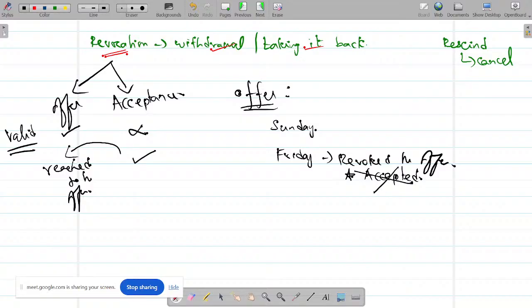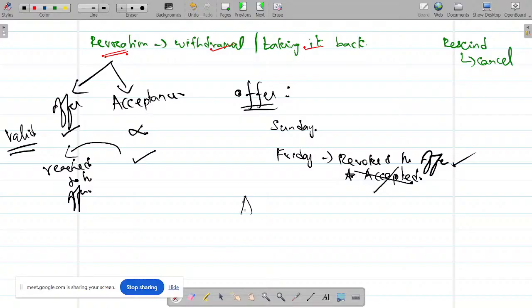If the offer is accepted, it becomes a contract. If the offer is not accepted, then the revocation will be valid. Either revocation will be valid or contract will be valid. If the contract becomes valid, I cannot talk about revocation. If the revocation is valid, I cannot talk about contract, and the other way round. So this is what you call revocation of offer.